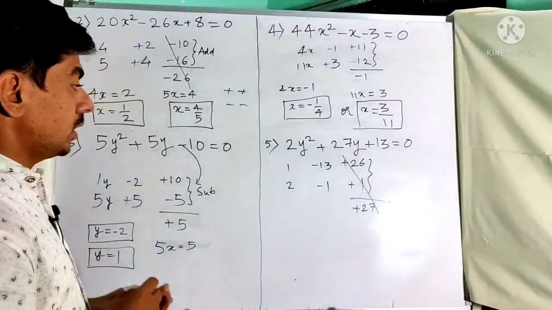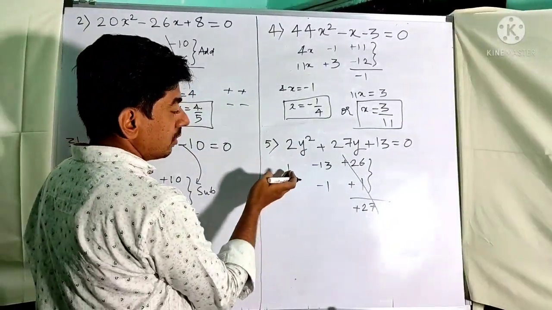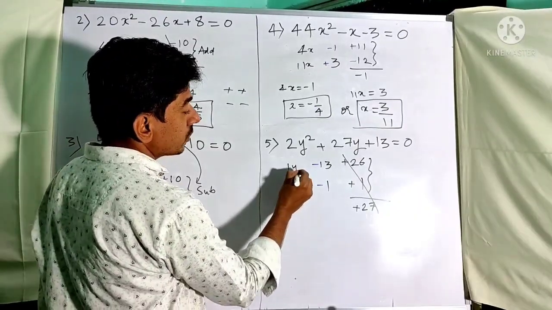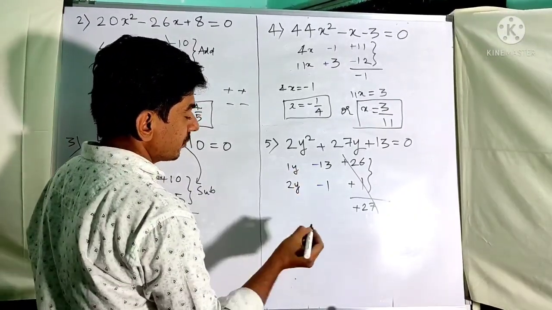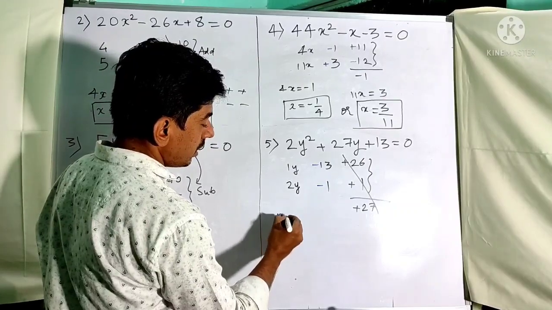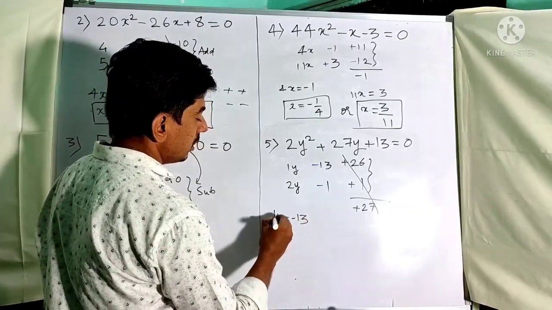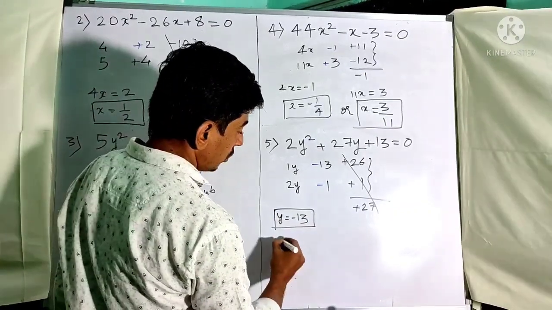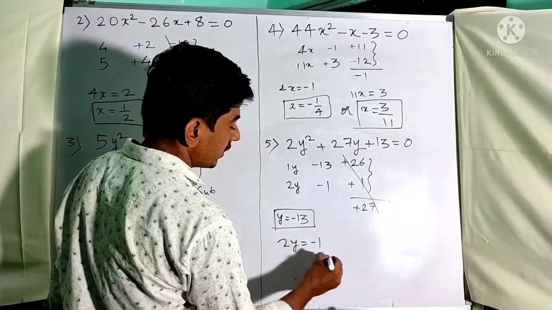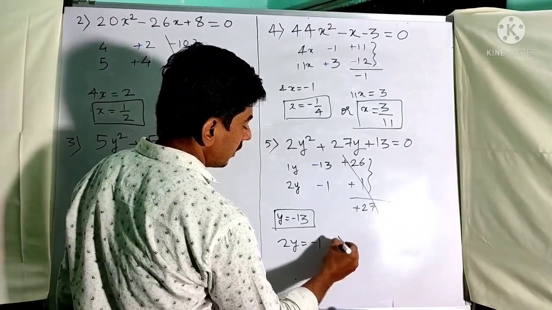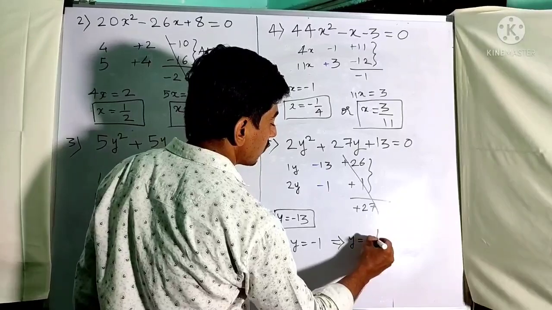Okay, then the term is not alone, it is along with y. Here the unknown is y, therefore you can write y is equal to minus 13, or 2y equal to minus 1, which will give you the value of y as minus 1 by 2.